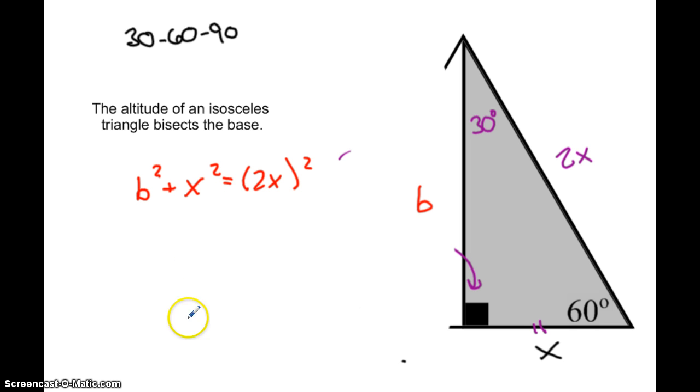And you're going to work through this, and you're ultimately going to solve for b. Be careful with the quantity 2x squared. It means 2x times 2x. So I'm going to leave you with that.